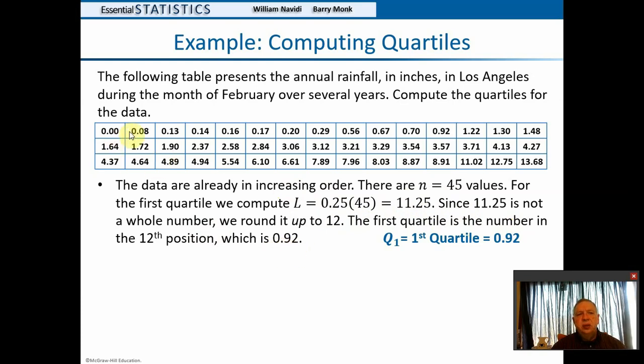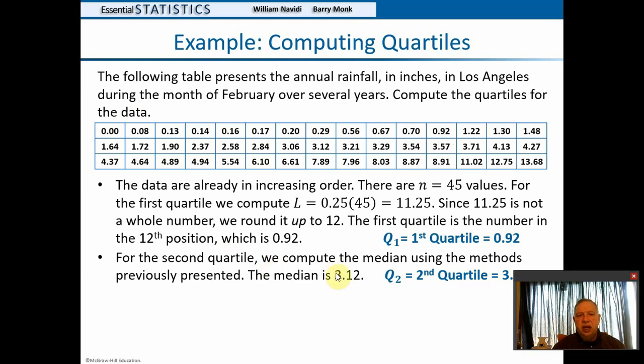Okay, so we get 1, 2, 3, 4, 5, 6, 7, 8, 9, 10, 11, 12. And that one would be the position that we would go for. So the first quartile is 0.92. So 25% of the data is less than 0.92. Those are the 25% that's less than that.